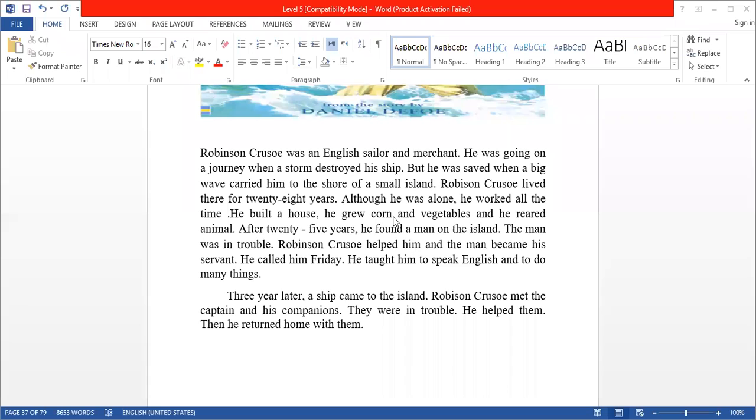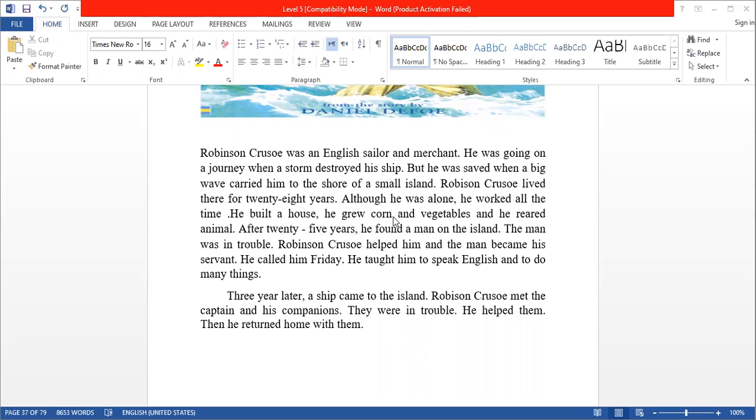But he was saved when a big wave carried him to the shore of a small island. To save means to rescue. He was saved when a big wave carried him to the shore of a small island. A wave is a raised line of water that moves across the surface of the sea or ocean. The wave carried him to the shore of the small island.